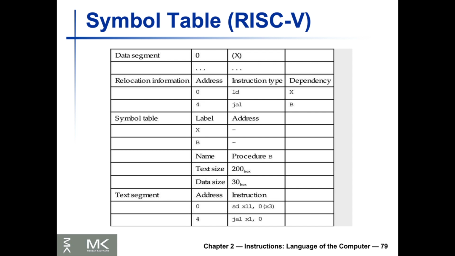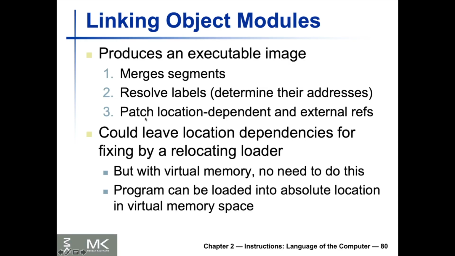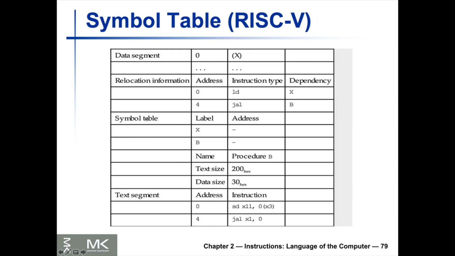As an example for RISC-V, you have this. You have the labels, you have the addresses. Okay? That's part of your symbol table. The rest of them could be the text segment, relocation information, and so on and so forth. Okay.